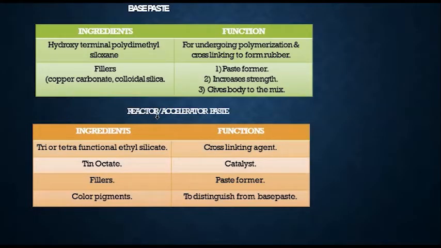You have tri or tetra functional ethyl silicate, which is a cross-linking agent. Tin octoate is a catalyst. Fillers are base formers, and color pigments distinguish it from the base paste. So here you have hydroxy-terminal polydimethyl siloxane, and tin octoate is the catalyst.